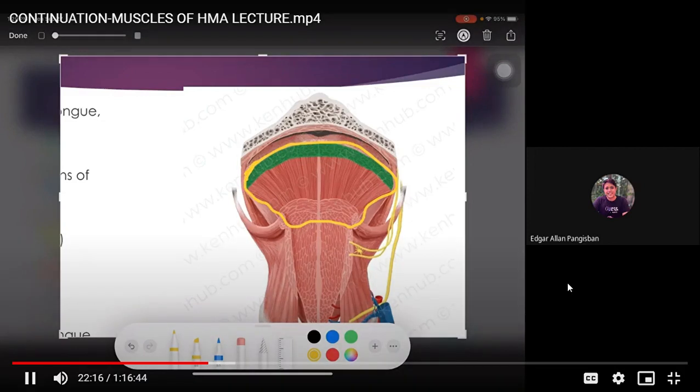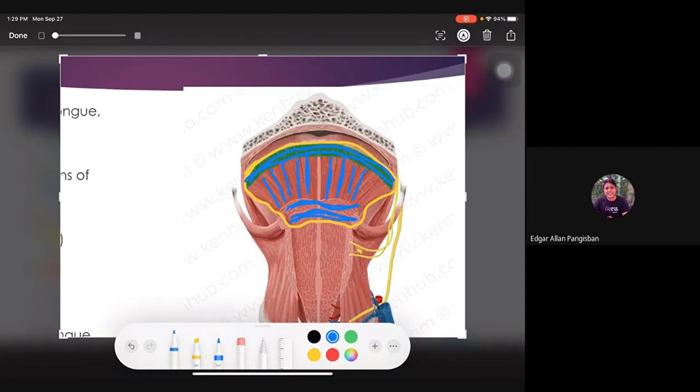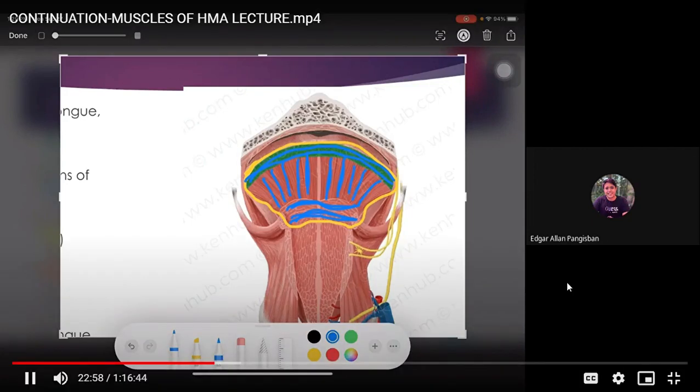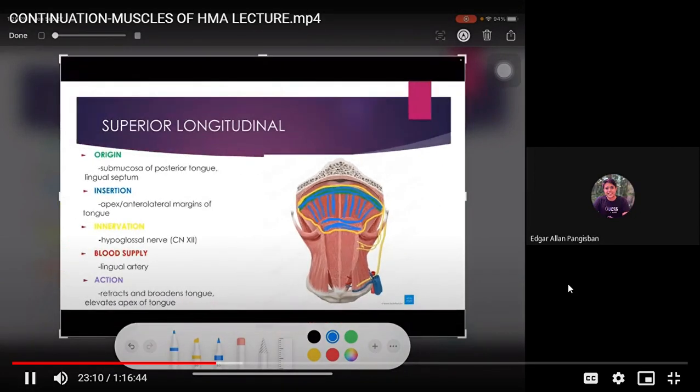And of course, as you can see in here, there's only one muscle in there that has a different orientation ng kanyang muscle fiber. So we have three muscles that have a horizontal orientation. Tingnan niyo, horizontal ang orientation ng isang muscle here. Another muscle is horizontal pa rin. Yung naka-highlight dito na superior longitudinal is also horizontal ang kanyang orientation. However, there's one muscle here which has a vertical orientation. Vertical ang kanyang orientation. So, no need to guess kung what muscle yun. Since vertical ang orientation of the muscle fiber, tinawag na vertical muscle of the tongue.